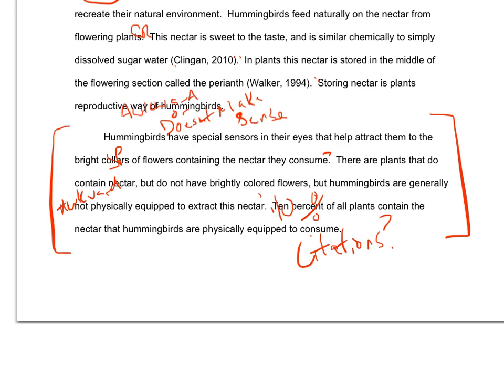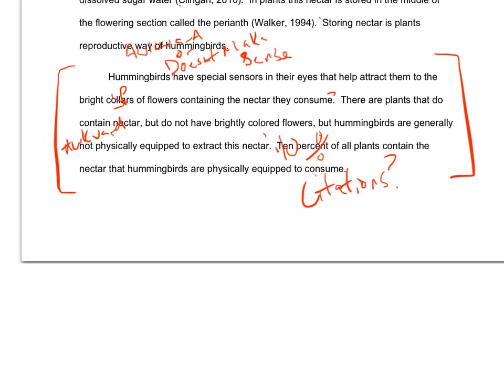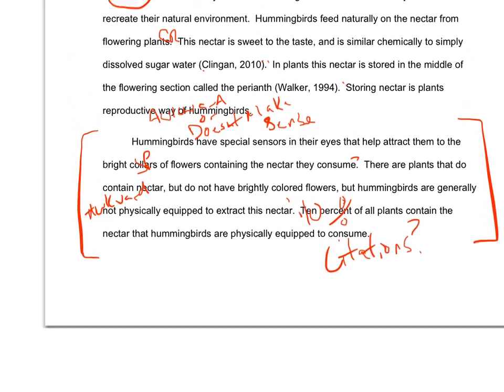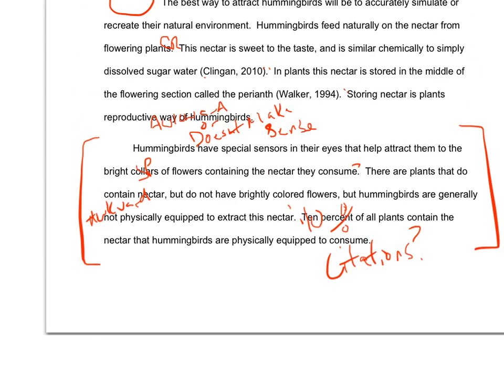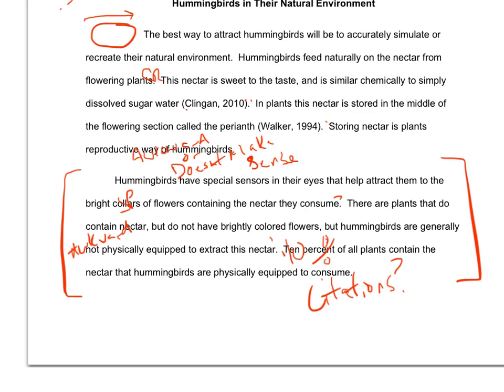Now, looking at my sources, since the Walker source appears to be about plants and the Klingon source appears to be about hummingbirds, I would say this first sentence is probably a Klingon citation. The second sentence is probably a Walker citation, and the third sentence could possibly come from either, but it's probably a Klingon citation as well. So the key is that you need to make sure you're using citations to back up what you say. You and I would have no authority to say this information without proving that it's actually true.